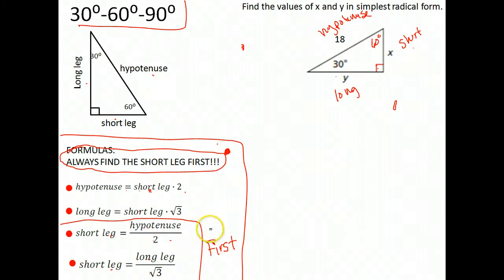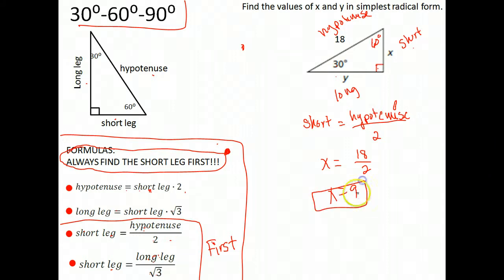So we go down here, and we have two formulas for short leg equals. It's either the hypotenuse divided by 2 or the long leg divided by the square root of 3. Well, we don't know the long leg, so there's no way we could use this one. We're going to have to use this one because we know the hypotenuse. The short leg is equal to the hypotenuse divided by 2. Okay, our short leg was x equals our hypotenuse of 18 divided by 2. So x equals 18 divided by 2, which is 9.